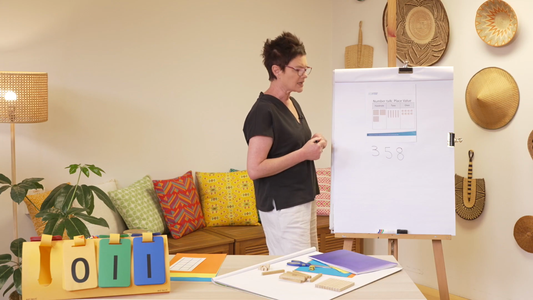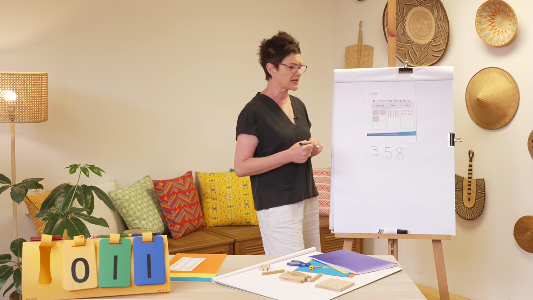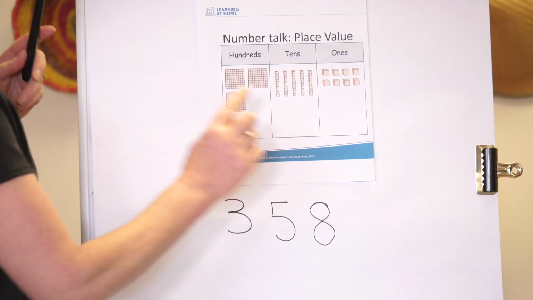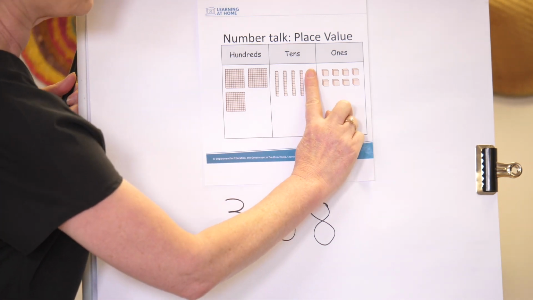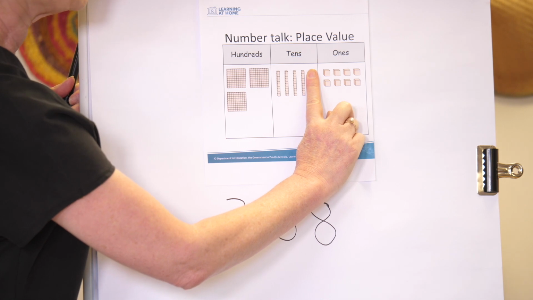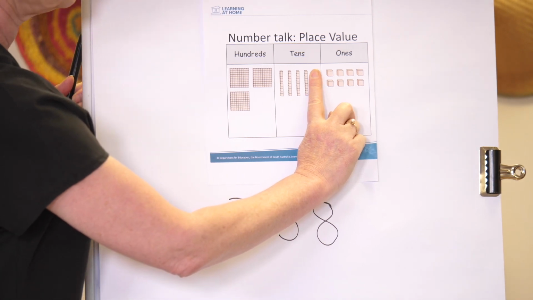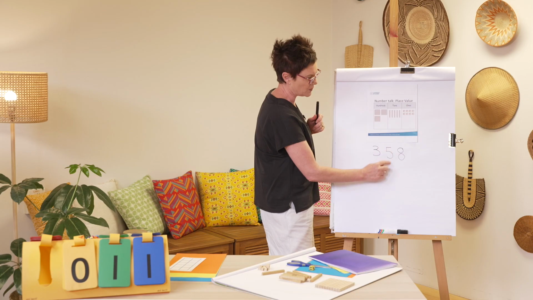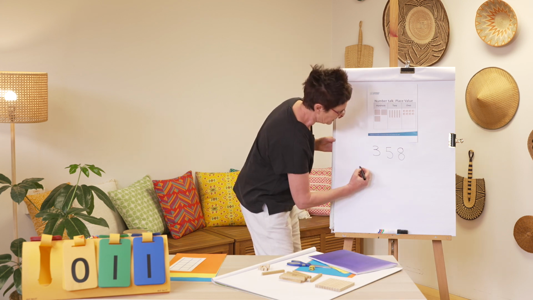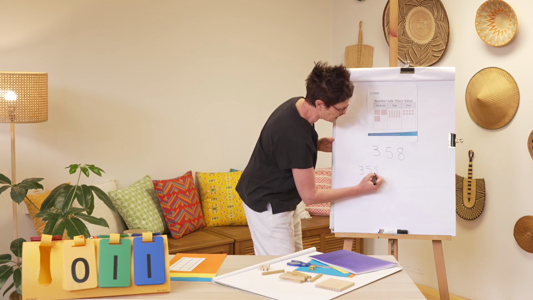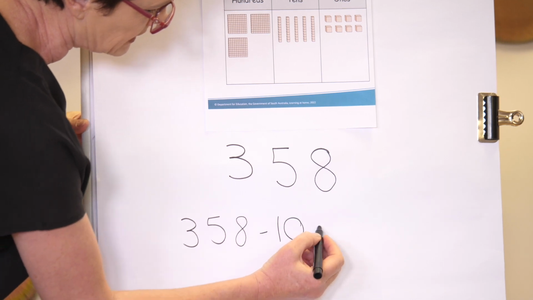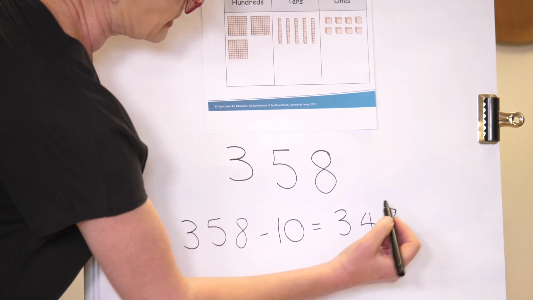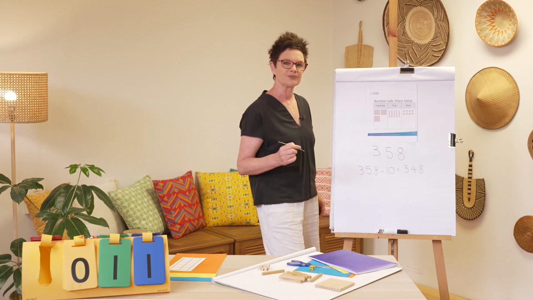If I subtract or take away 10 from this column, what will my answer be? So let's have a think about that. I'll hide one of those and we'll have a think about that. What would the number be if I took 10 away? If I took one of these away, my answer would be 358 take away 10, 348. I hope you got that one right too.